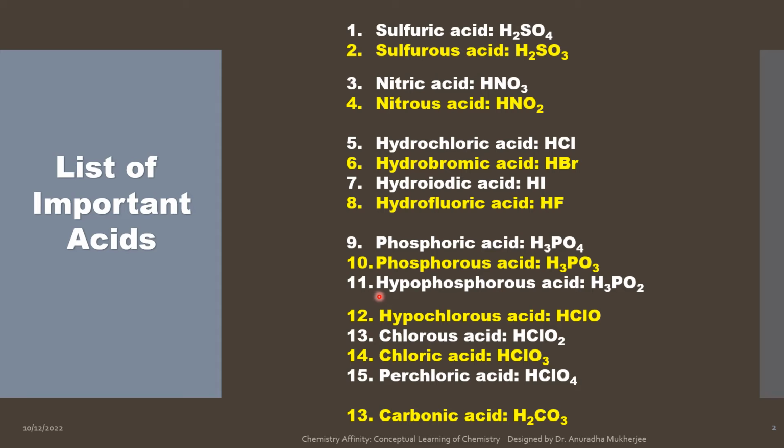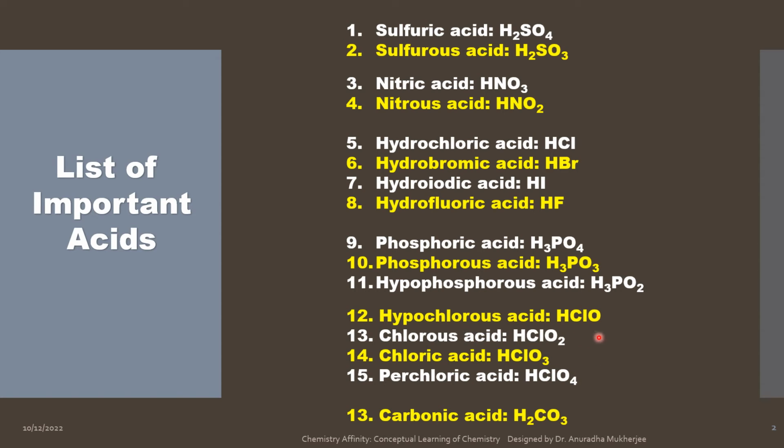9 to 11, these are the different acids made with phosphorus. Phosphoric acid H3PO4, phosphorus acid H3PO3, hypophosphorus acid H3PO2. So here also you can see that the number of oxygen atoms is changing. The number of hydrogen atoms and the number of phosphorus atoms are the same in the 3 acid molecules, but the number of oxygen atoms has changed.